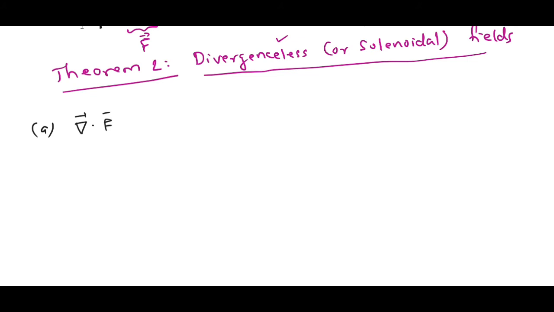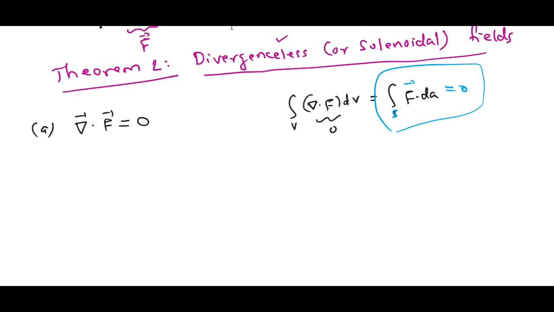Del dot f is equal to 0, divergence is 0. Then if you apply the Gauss divergence theorem, that will be del dot f d tau, that is over the volume, is equal to the surface integral f dot dA. If this is 0, of course this will also be 0. That is, surface integral f dot dA will be 0. That is, the surface integral f dot dA is independent of the surface for any given boundary.